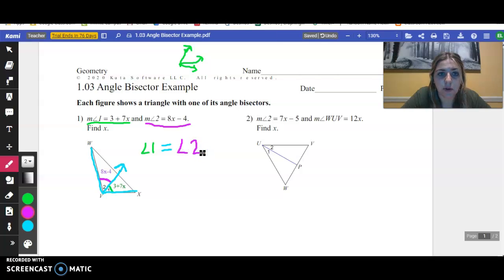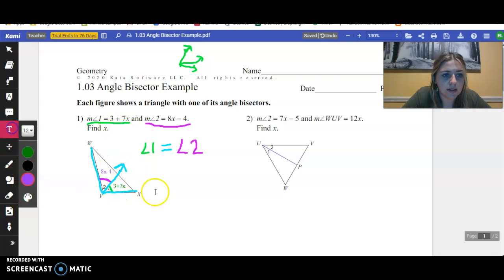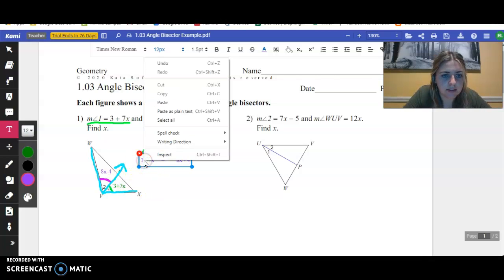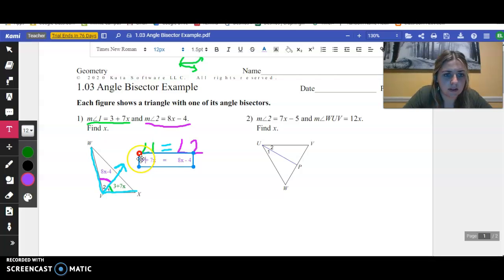So I am going to go ahead and substitute what I know. Angle 1 is 3 plus 7x equals angle 2, which is 8x minus 4. I'm just going to type everything in black right now.